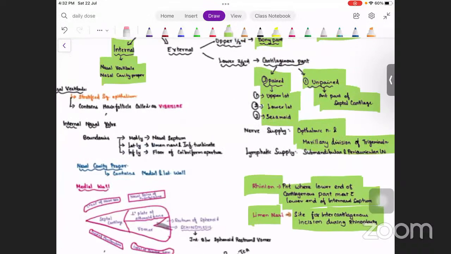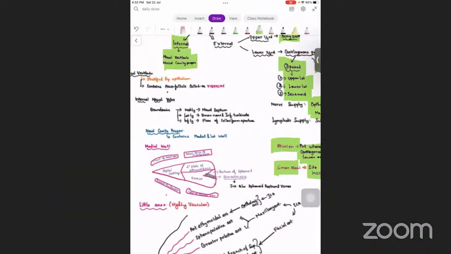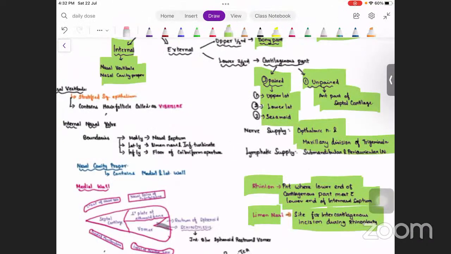That is your limen nasi, while your rhinion is the part where the lower end of the cartilaginous part meets the internasal septum. Then, speaking about the internal nose.